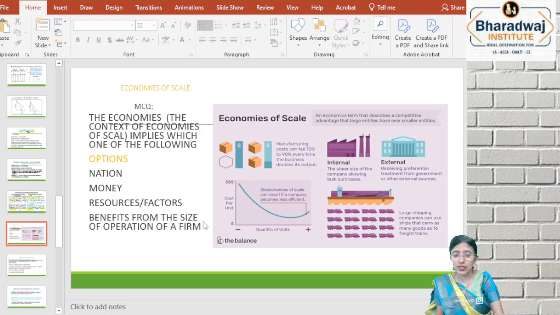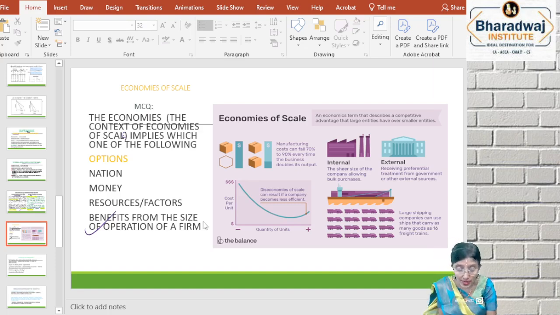Okay, MCQs. See, I've given you this, the internal economies slide. Leave it. MCQs. The economies imply which one of the following? In the context of economies of scale. See, economies can be countries, but we are in the context of economies of scale. That is why I gave it here. In the context of economies of scale implies nation, money, resources or factors, benefits from the size of the operation of a firm. The last one is the answer.